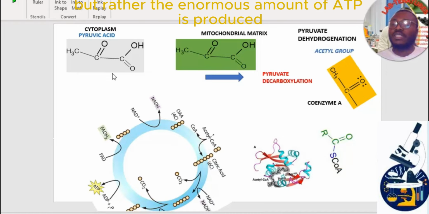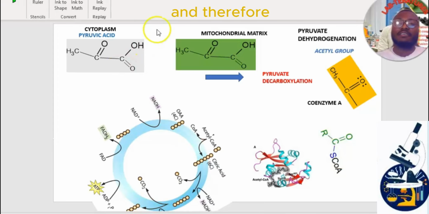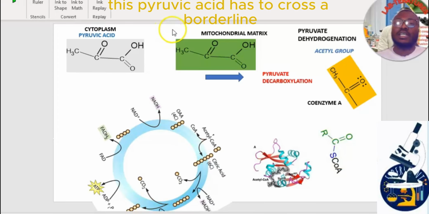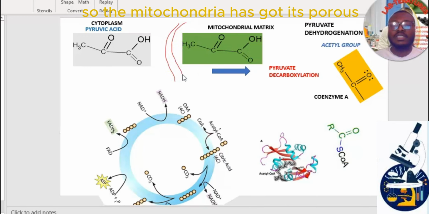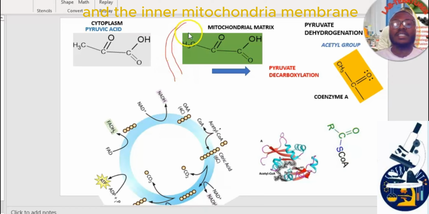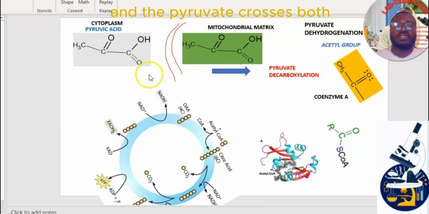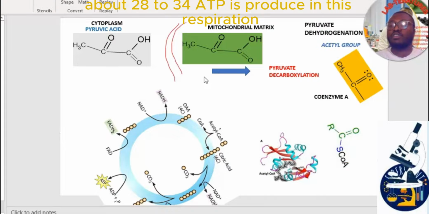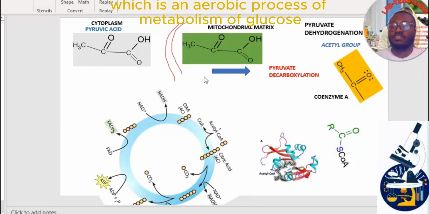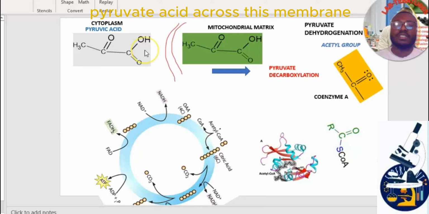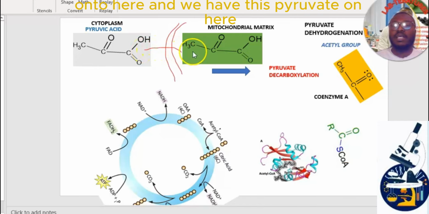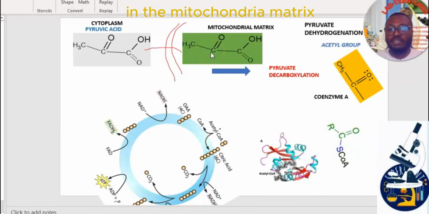the enormous amount of ATP is produced within the mitochondrial matrix, and therefore this pyruvic acid has to cross a borderline. And it is not just one borderline, but 2 borderlines. So the mitochondria has its porous outer mitochondrial membrane and the inner mitochondrial membrane, and the pyruvate crosses both, and inside there about 28 to 34 ATP is produced in this respiration, which is an aerobic process of metabolism of glucose. Now let's see, we have transferred this pyruvate across this membrane onto here, and we have this pyruvate on here in the mitochondrial matrix.